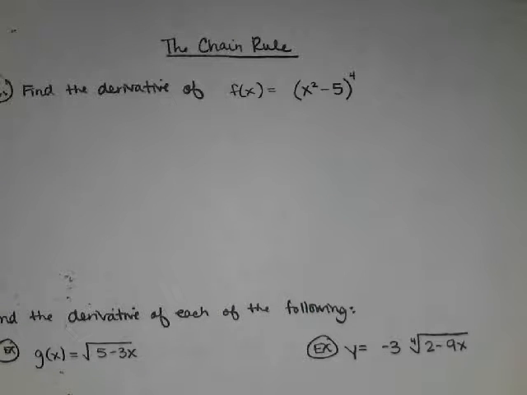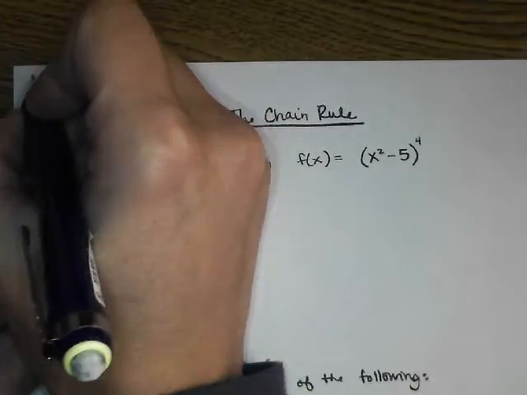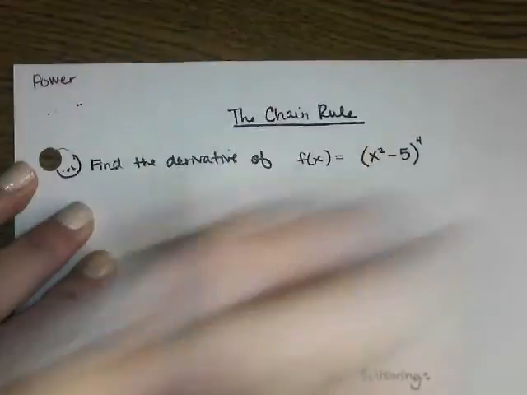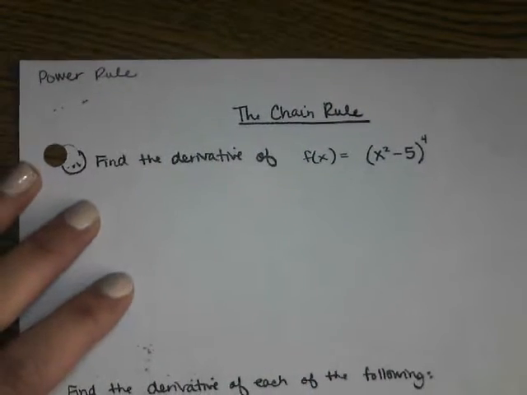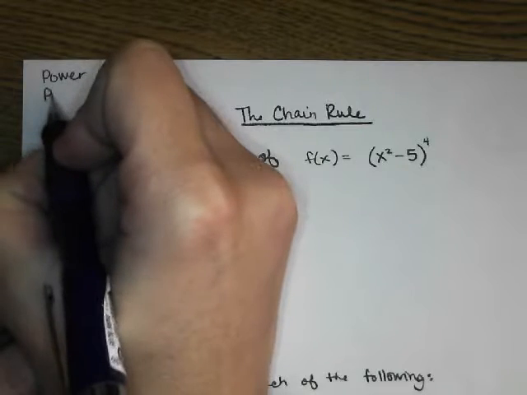Okay. So far we have what do we have? We've got the power rule, which is what we started with. I'm just going to give you kind of the overview of what we've done so far. We've got the power rule. We've got product and quotient.